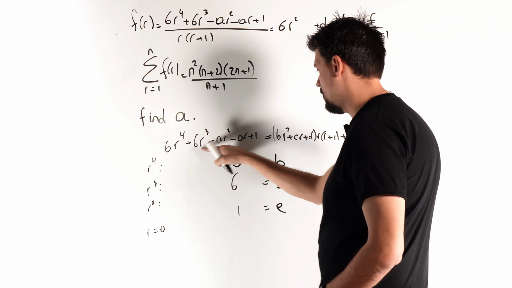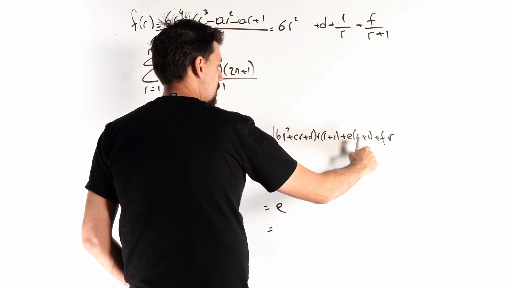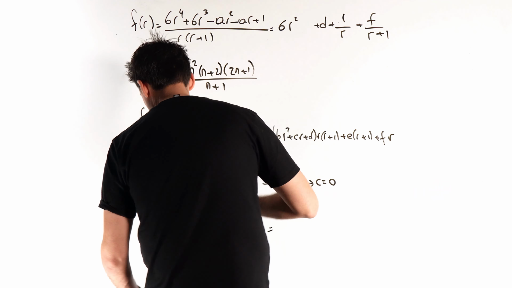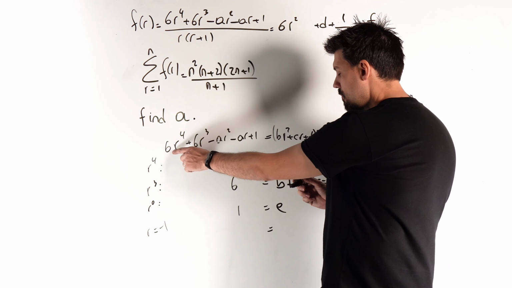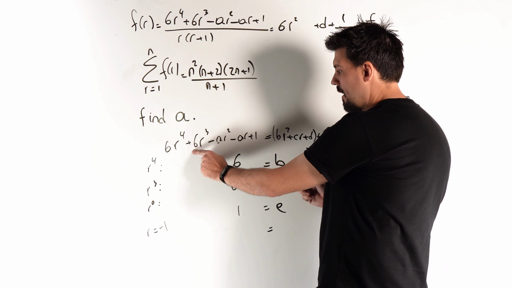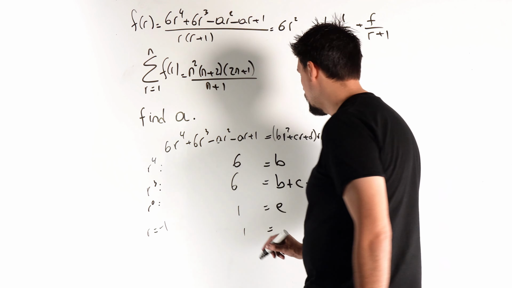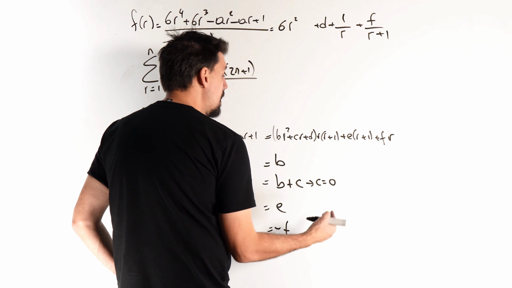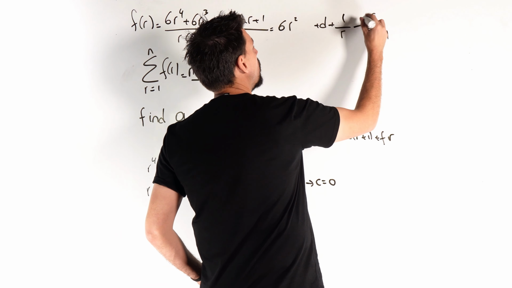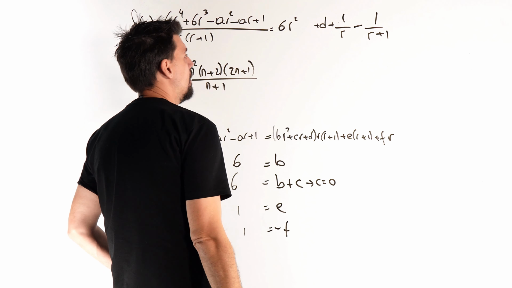Let's try plugging in r is 0. On this side I get 1, and that'll just give me e, so that's not as useful anymore. How about I plug in minus 1? 6 minus 6 disappears. Minus a plus a disappears. So I still get 1 on that side. That disappears, that disappears. Oh, that's minus f. So we get f is minus 1. Okay, all right, we need to figure this guy out.